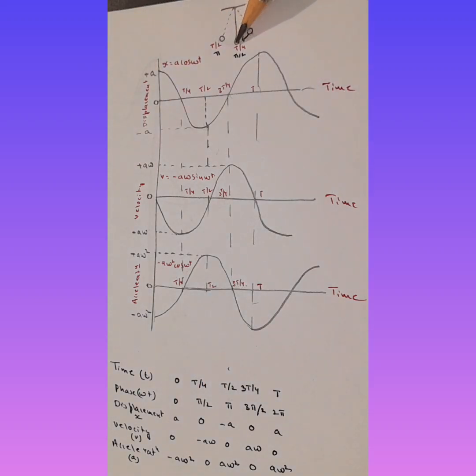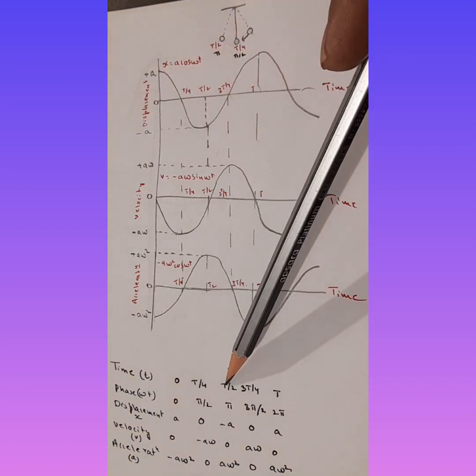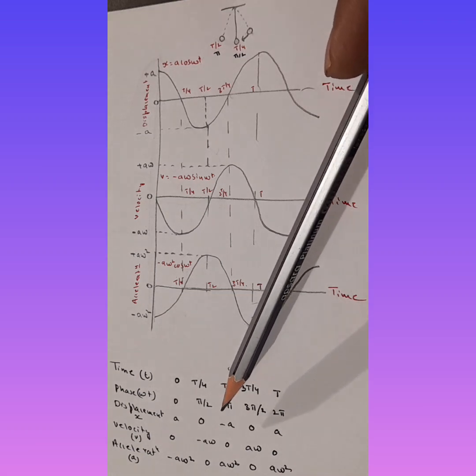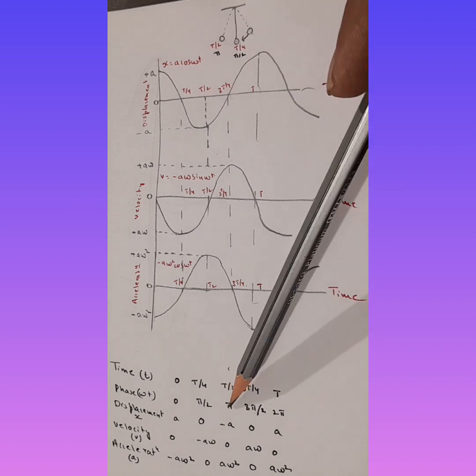Then again when it moves from here to here, it is yet another T by 4. T by 4 plus T by 4 is T by 2 in terms of time period. Pi by 2 plus pi by 2 is pi. So when it moves to another extreme position, it is T by 2 in terms of time period, and by phase it has moved by pi.